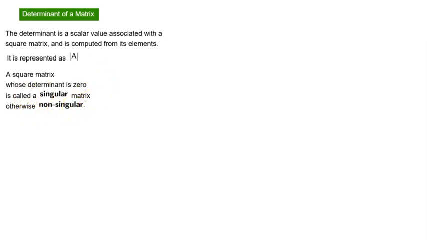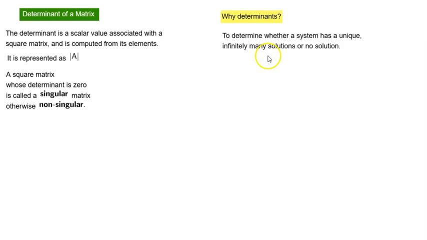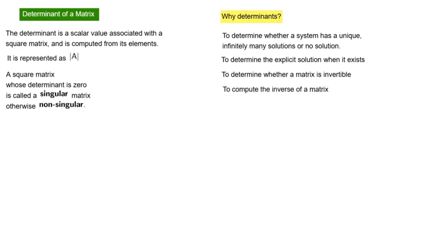And why are we interested in determinants? Because they help us in determining whether a system has a unique solution, infinitely many solutions, or no solution at all. To determine the explicit solution when it exists. To determine whether a matrix is invertible, that means whether a matrix has an inverse.